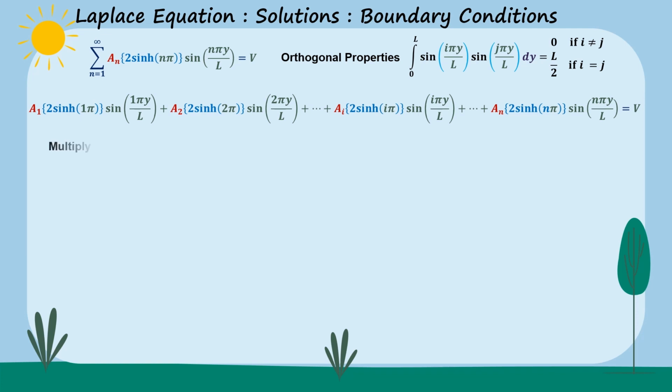So the first step will be to multiply both sides by sine(iπy/L) and integrate with respect to y, right? So this is the step. Let's go ahead and discuss that step by step.